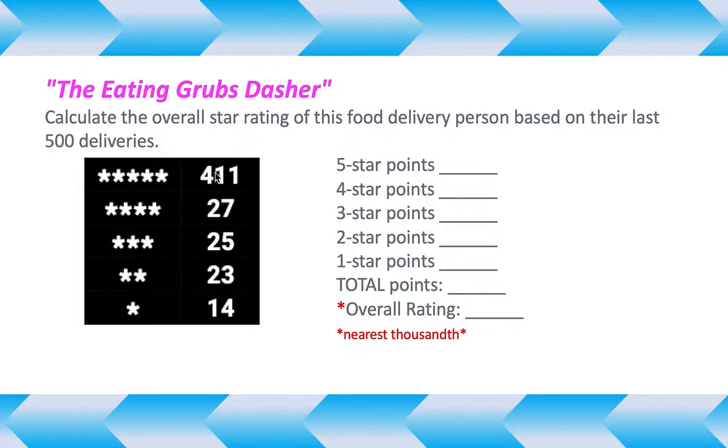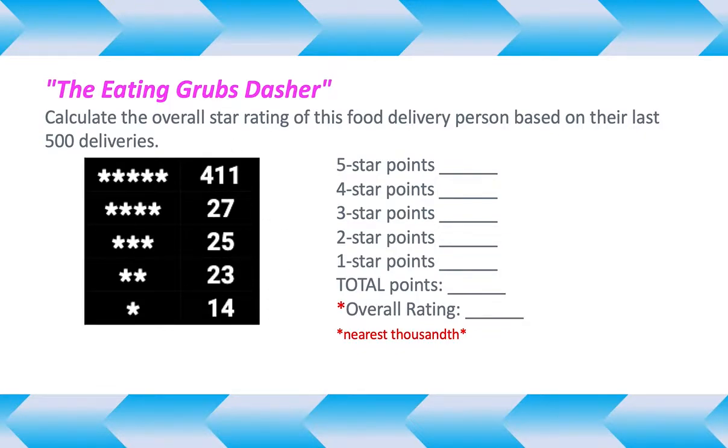Well, what you do is you take, in this case, the last 500 ratings, and how do you average these? If you scored a 1-star 14 times, a 2-star 23 times, a 3-star 25 times, a 4-star 27 times, and then, ooh, must be pretty good, you scored a 5-star rating 411 times. That's pretty good. How do you do this when there are all of these data points? Well, here's what you do.